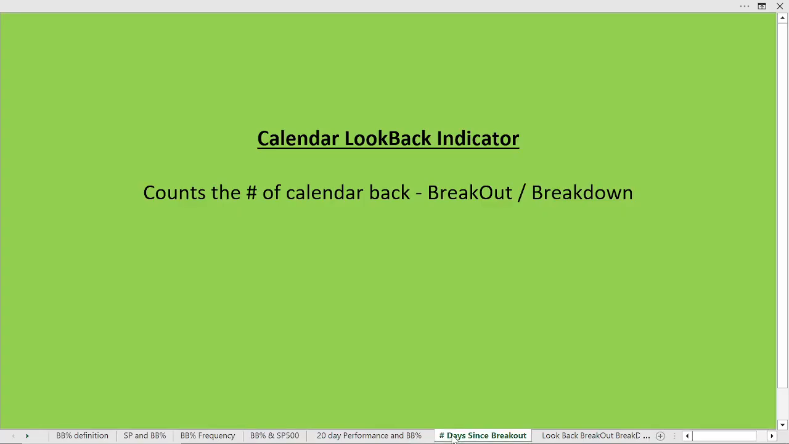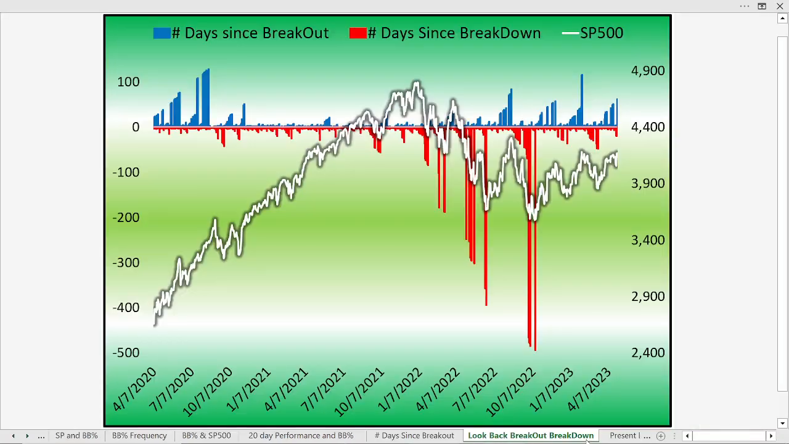Now, another indicator we're going to look at, and this is one of our own creations, is the calendar look back indicator. Very simply, it counts a number of days we have to look back in order to see a higher high or lower low. You ever wonder, well, the market's making a new high. Well, how much of a high? How far back in time do we have to look to see the market making a higher high or maybe a lower low? Well, we can see here, and this chart goes back to 2020.